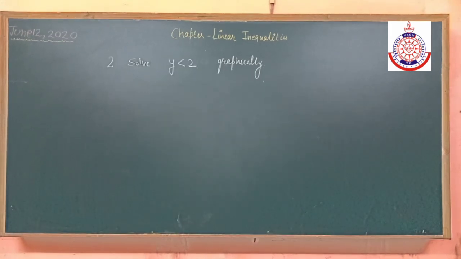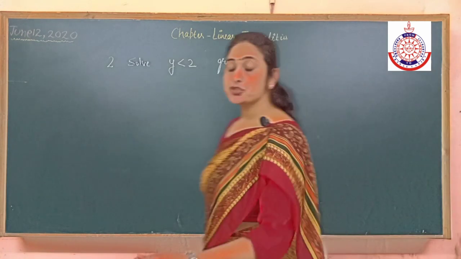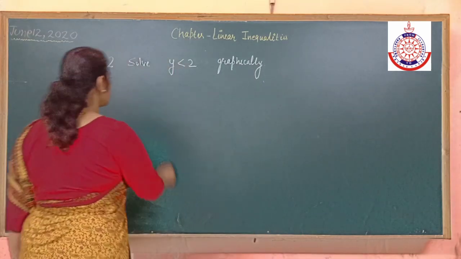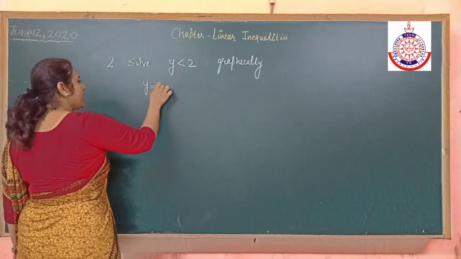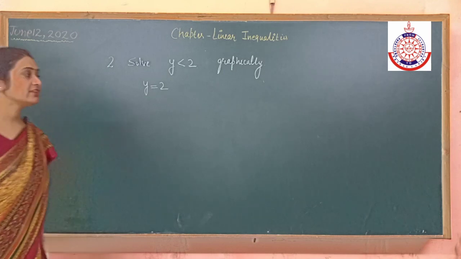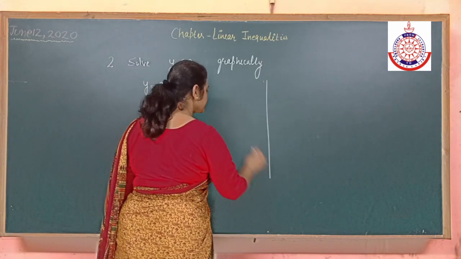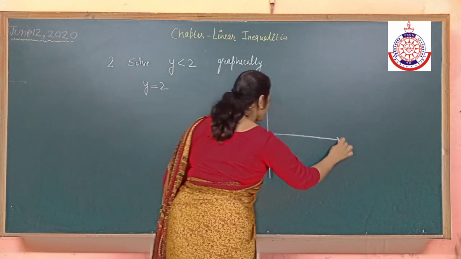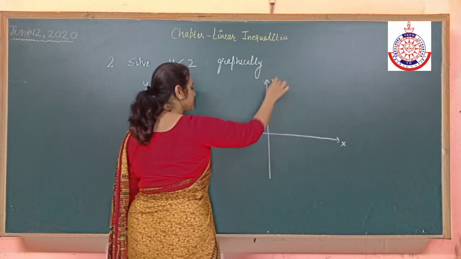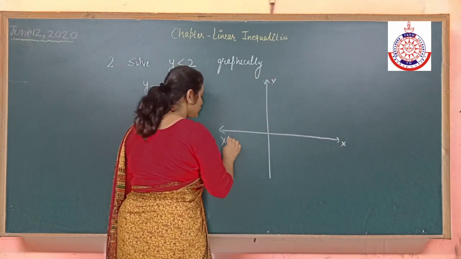Let's take one more example. Solve y less than 2 graphically. So, first of all, we will always plot the graph y = 2. Let's see what kind of line comes.